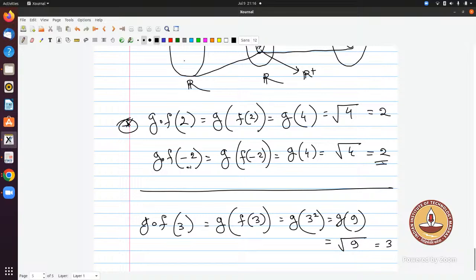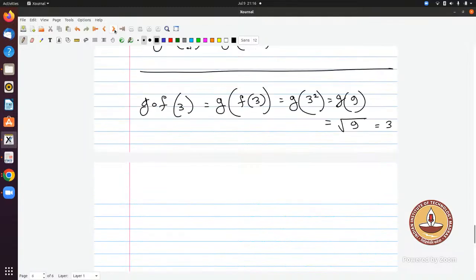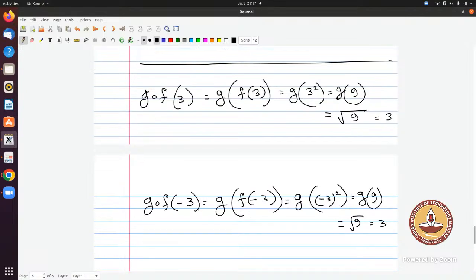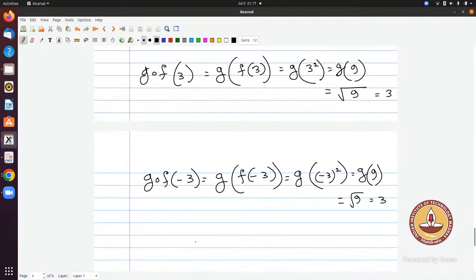Now, what is g compose f of minus 3? This is g of f of minus 3. So this is g of minus 3 square, that is again g of 9. Again it is root 9, again it is 3. So if I take g compose f of 3, I am getting 3. If I take g compose f of a negative number, minus 3, I am again getting 3.